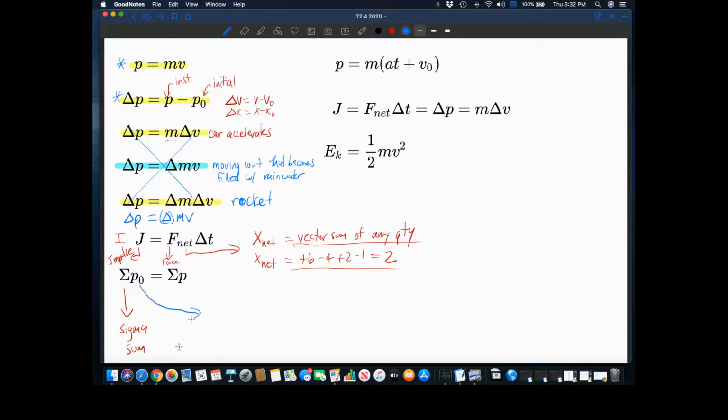So what this says is the sum of all the momentum initially, all of the initial momentum, is equal to the sum of all the final or instantaneous momentum. So at any instant in time, the sum of all the momentum is going to be equal to the sum of all the initial momentum. In other words, the momentum remains constant.